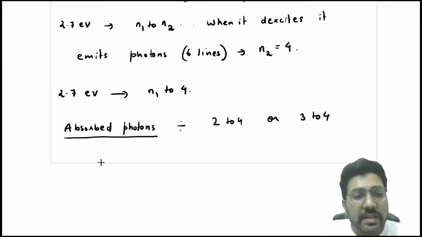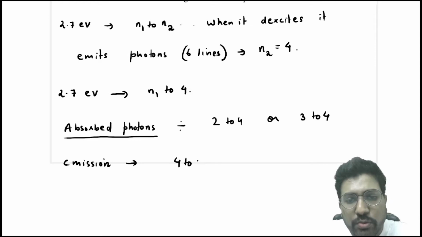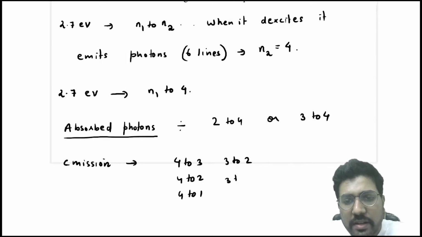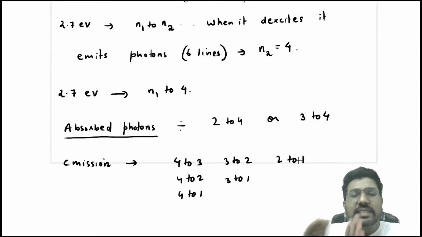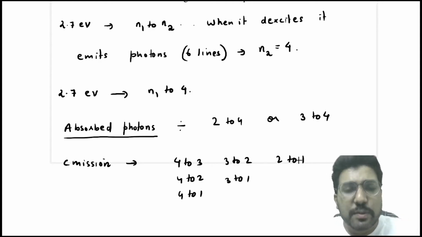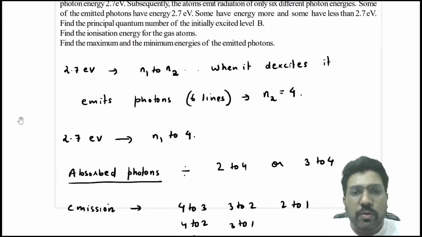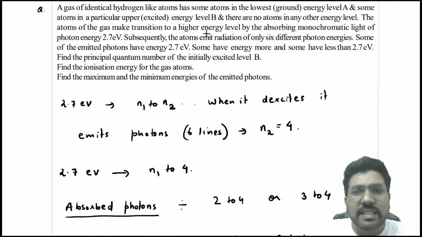Okay, but you know that when there is emission, there are 6 lines corresponding to 4 to 3, 4 to 2, 4 to 1, 3 to 2, 3 to 1 and 2 to 1. So these are the 6 lines in the emission spectrum. Okay, now what is the information that is given here?